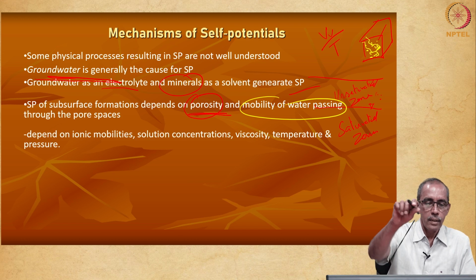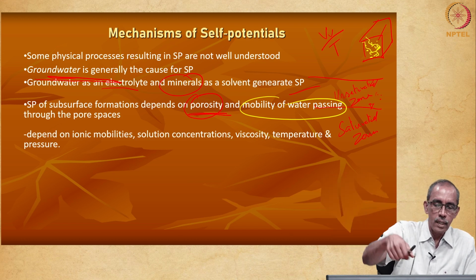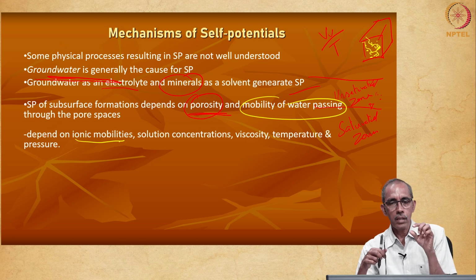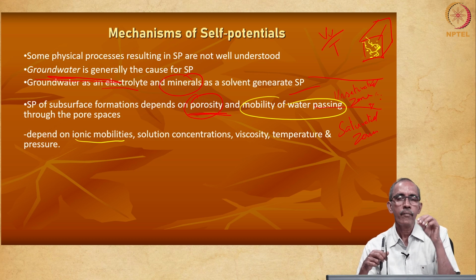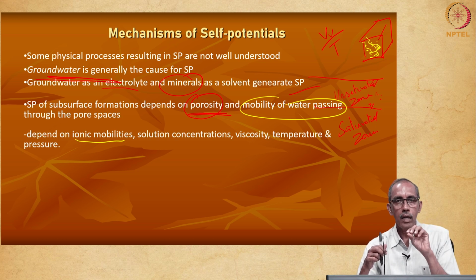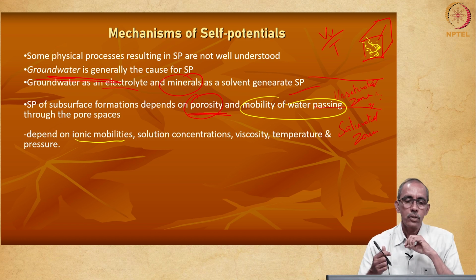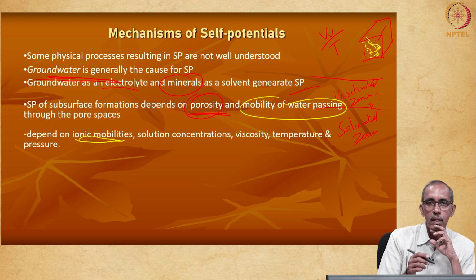Hence, the generation of cell potential also depends on the mobility of different ions present in the water. Water may have many dissolved species, many cations and many anions. Their mobility will also be different. Certain chemical ions can easily be mobile, some of them may not be as mobile as the ones we mentioned first. So mobility controls the cell potential.